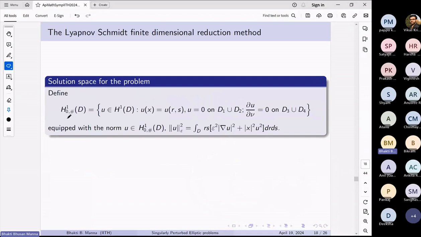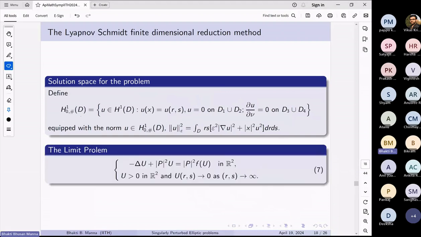And then this is the restricted space because we have this mixed boundary. Some boundary is 0 and some boundary is the derivative is 0. And this is the corresponding equivalent norm which we are working with. And as I said, every problem which is a concentration type has a corresponding limit problem or entire problem.